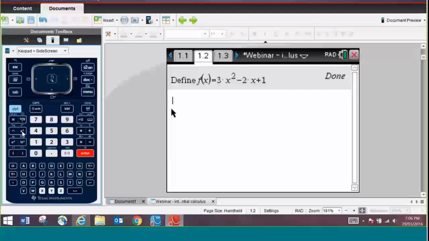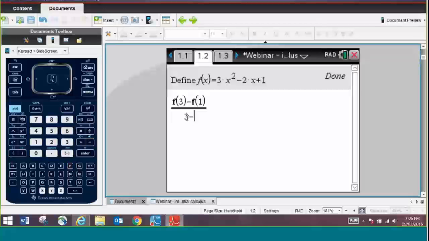And now I'm going to do an average rate of change. So I'm going to set up a fraction, and I'm going to do the average rate of change between 1 and 3. So as you would on the board in your classroom, you can enter that in, and it tells me that the average rate of change is 10. Now, just because it's the non-CAS calculator doesn't mean that you can't set up things in a similar way as you would on a CAS calculator.